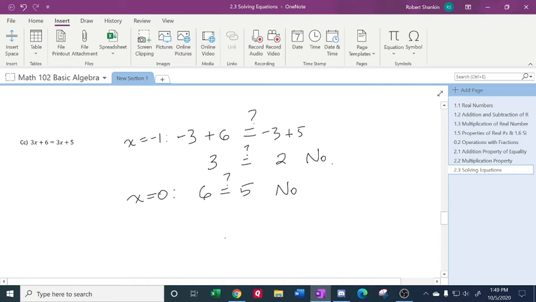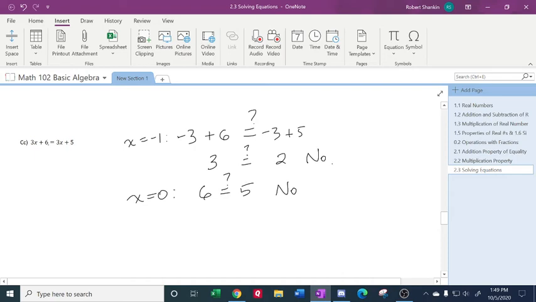In fact, I claim no matter what number you put in, the left-hand side will always be 1 bigger than the right-hand side. Plug in 100 for x. The left-hand side is going to be 306. The right-hand side is going to be 305. Plug in 1,000 for x. The left side is 3,006. The right side is 3,005. Always 1 bigger, and notice in these two problems we just did, the left side was 1 bigger than the right side.